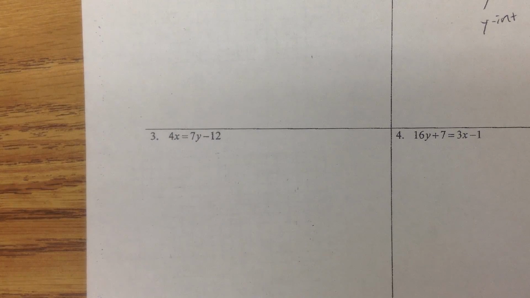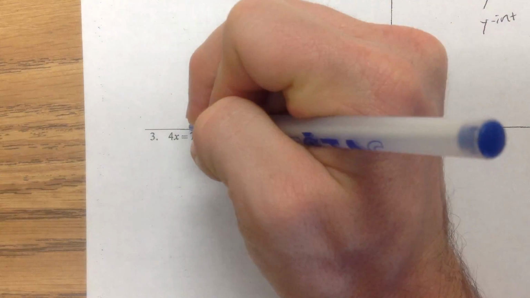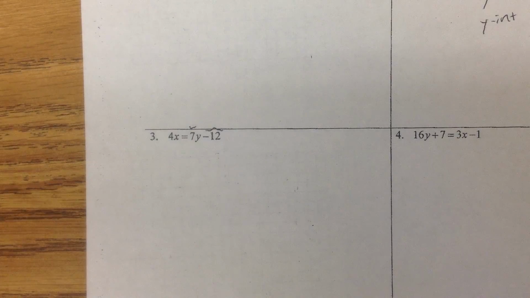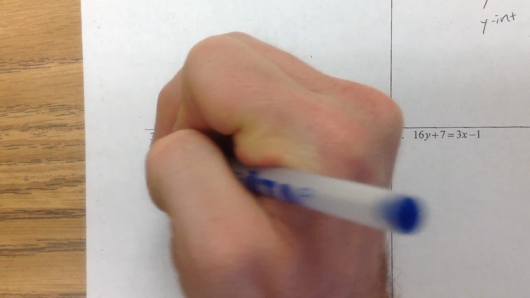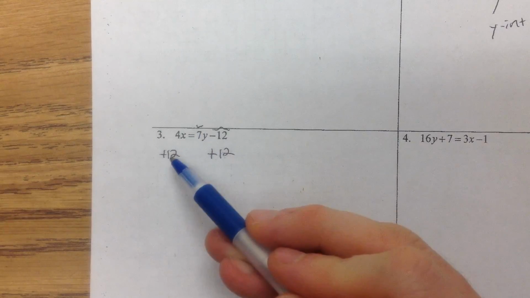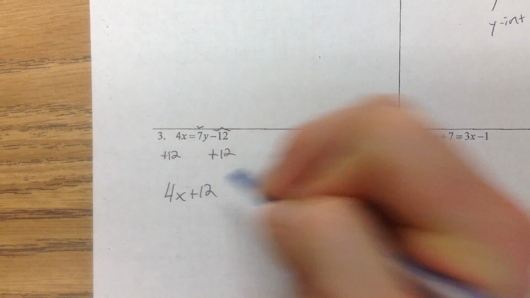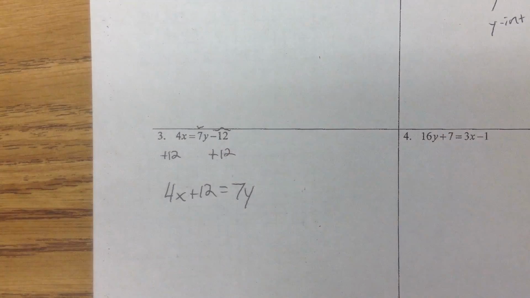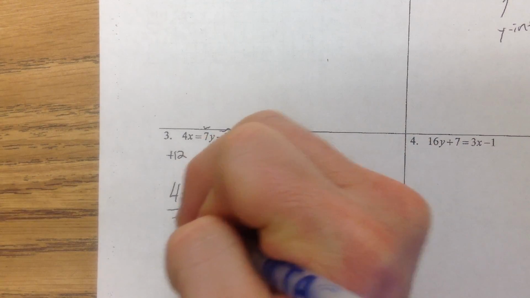All right, so number 3, they're trying to trick us by putting the y on the right-hand side, but not really an issue. All right, we're still trying to get the y by itself, which means I need to get rid of this -12, and I need to get rid of this 7. All right, I don't change it just because it's on the other side. I'm still following the same procedure. So opposite of -12 is +12. Not going to be able to combine these because they're not like terms, so I'll just write that as 4x plus 12 equals 7y. And then I'll divide both sides by 7.